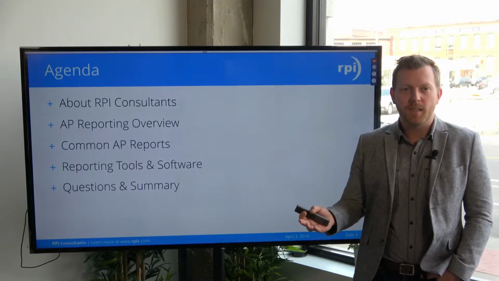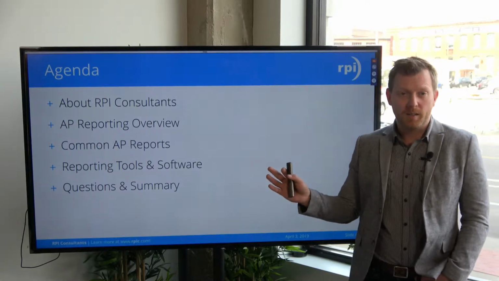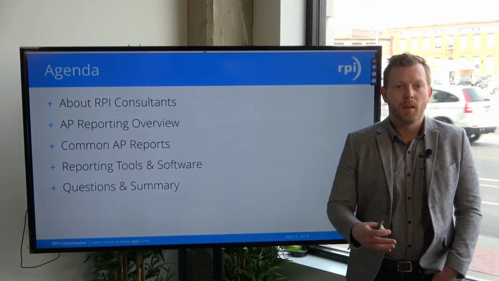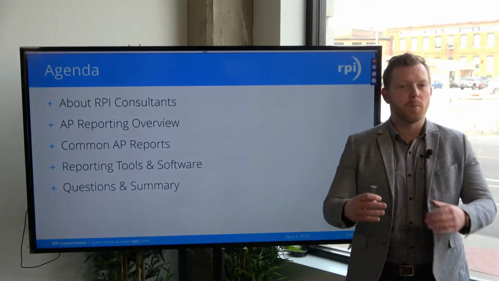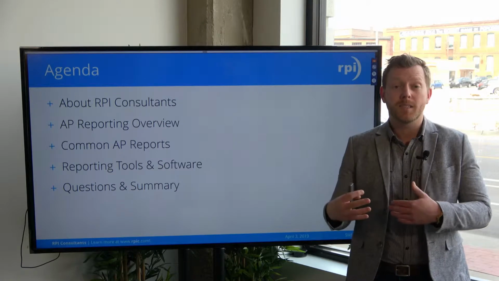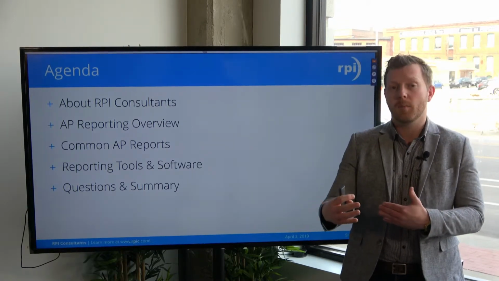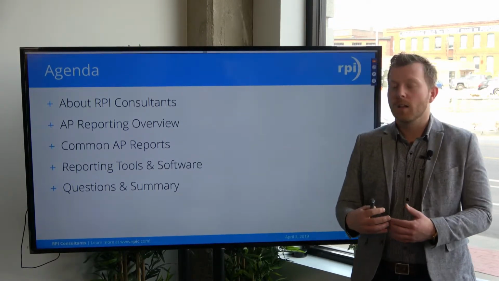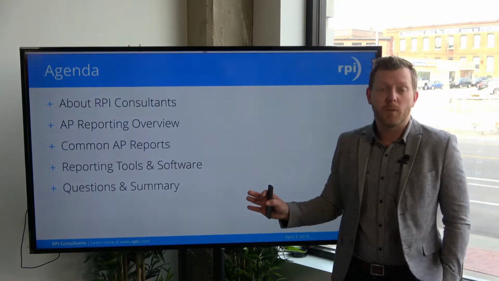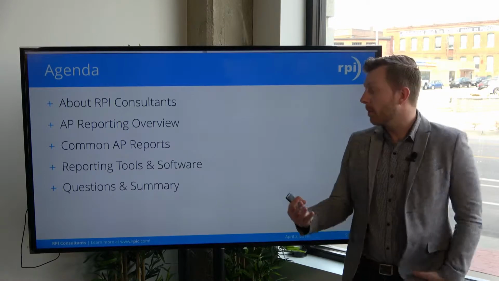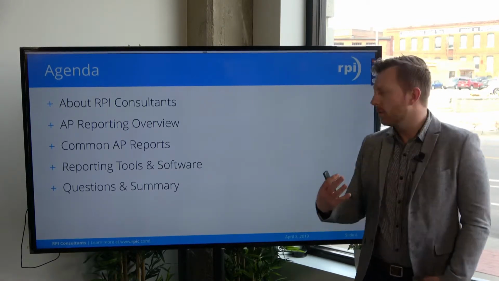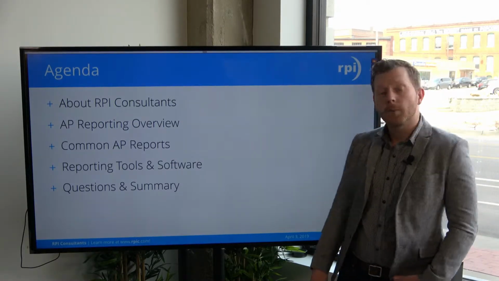So a few things on the agenda today. We're going to talk a little bit about RPI Consultants and what we do, what we offer. A very small AP reporting overview, and then we're going to run through a bunch of common AP reports that we see and that we like to report on for our AP automation solutions. And then we'll close it up with some of the reporting tools and software that either you have now or maybe you're exploring for future software enhancements or future software needs. And then we'll open it up for questions and summary.